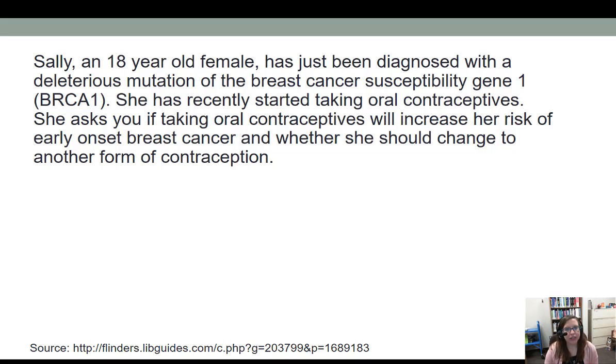The comparison, what she's considering instead, is taking another kind of contraceptive, presumably a non-hormonal one, right? Because she's worried about the risk of breast cancer being increased by the hormones she's taking. So maybe she should be using condoms. Maybe she should be using a diaphragm or another version of non-hormonal birth control. And the outcome that we're interested in is whether or not her risk of early onset breast cancer is going to be increased. So we have to figure out whether that outcome is more likely because of this medical intervention.